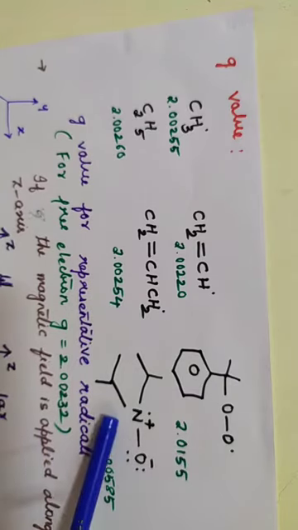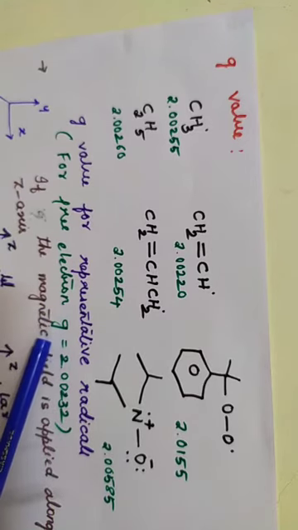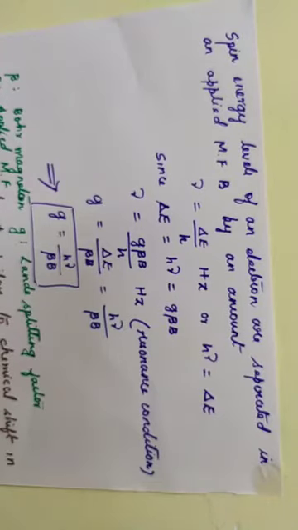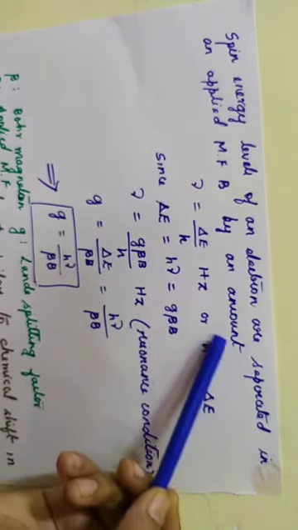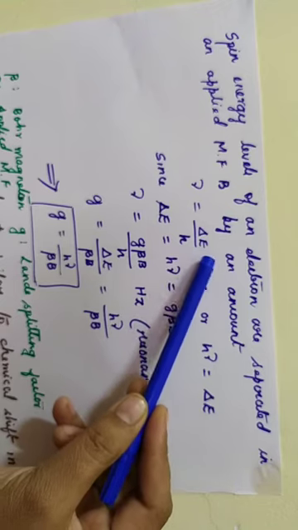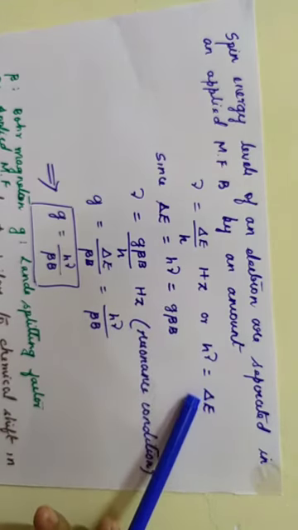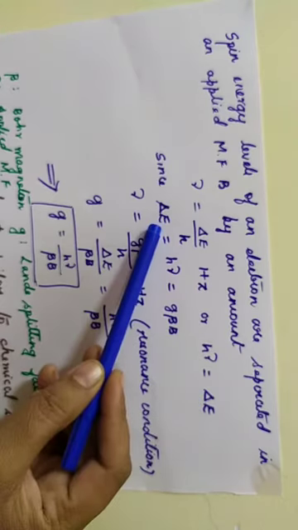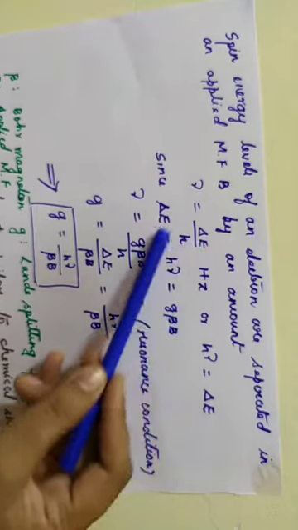So some of the free radicals are also listed here, and for a free electron, remember the G value is always fixed. It is 2.00232. Well, the spin energy levels of an electron are separated in a magnetic field B by an amount that is ν = ΔE/h hertz, or hν = ΔE. So that is ΔE = hν = gβB. This is the resonance condition.